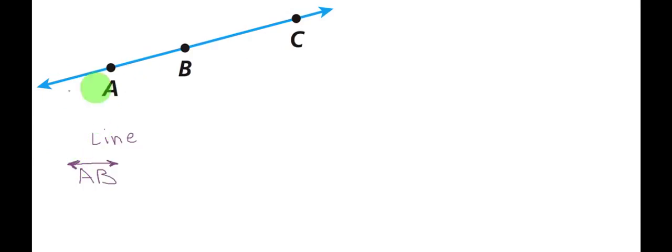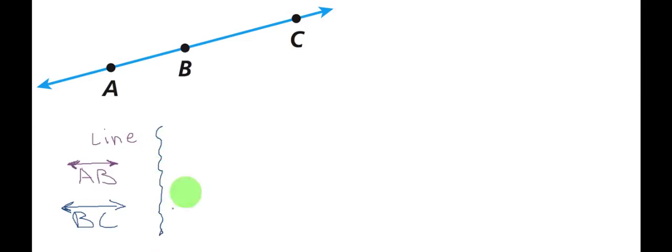Another way to represent this same line is to choose 2 different letters. So this time, I'm going to choose a new color here. We have points B and C. Well, here's another way to represent this line.